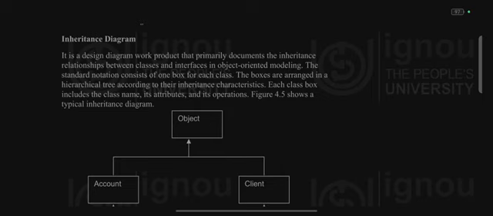In object-oriented modeling, the standard notation consists of one box for each class. The boxes are arranged in a hierarchical tree according to the inheritance characteristics. Each class box includes the class name, its attributes, and its operations. Figure 4.5 shows a typical inheritance diagram.